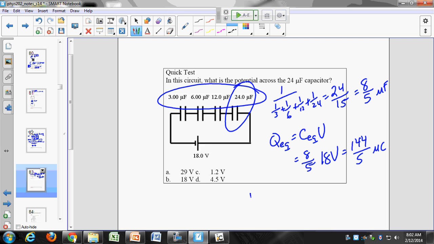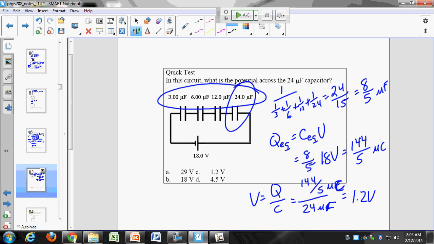And so if I want to know the potential, I'll just say V is Q over C, which is 144 over 5 divided by 24. Oh wait, I'm sorry, I got this switched. There's microcoulombs up here, microfarads there, and then I get a voltage of 1.2 volts.